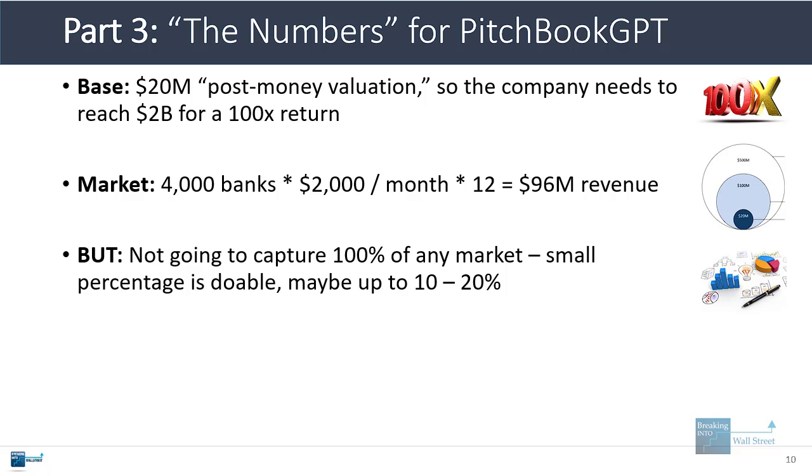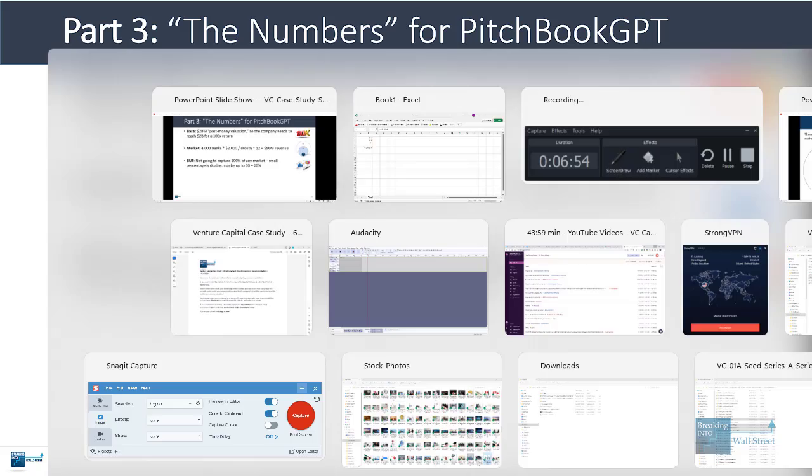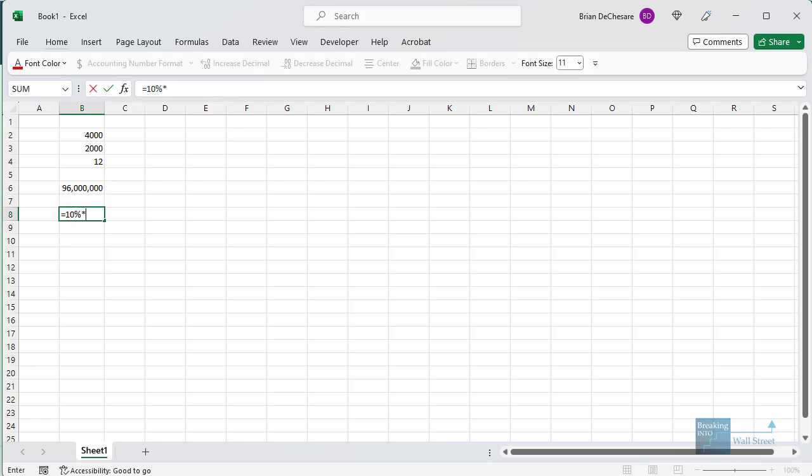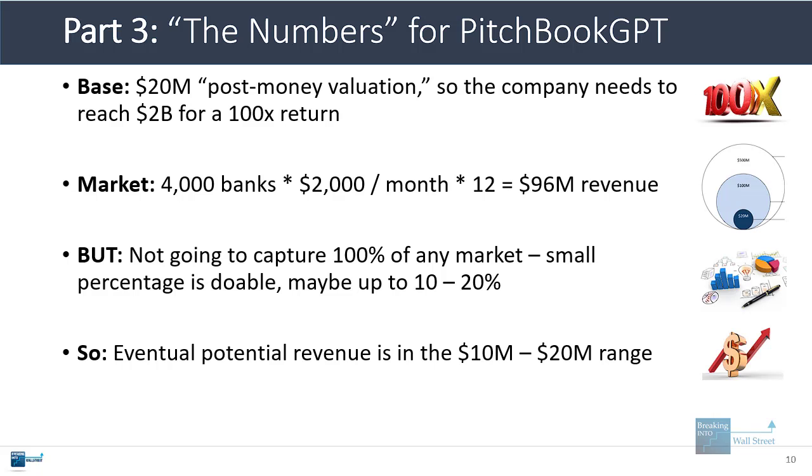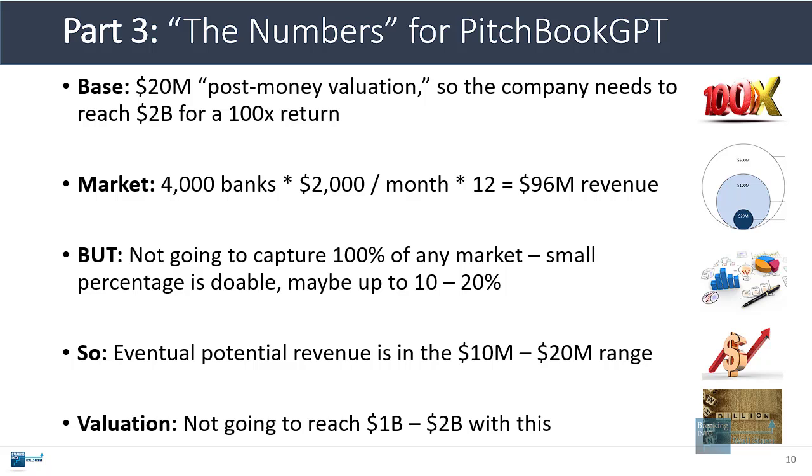Maybe they can get to a small percentage, maybe they can get up to 10 to 20% or something like that. So if we just take the numbers here, let's say 10% of this and let's say 20% of this, sure, we could see them getting to something like 10, 15, 20 million in revenue with this type of product. So I say right here, the eventual potential revenue is probably in the $10 to $20 million range, at least with the product that they have described here. The issue is that it's going to be very difficult to get to a $2 billion valuation here. We think even getting to a $1 billion valuation with this is going to be quite difficult.